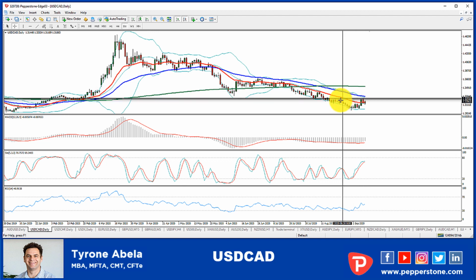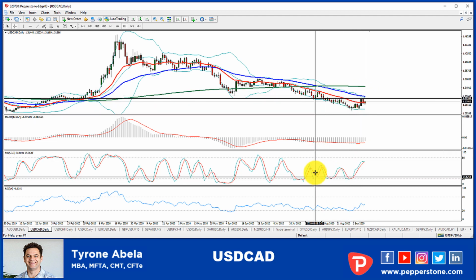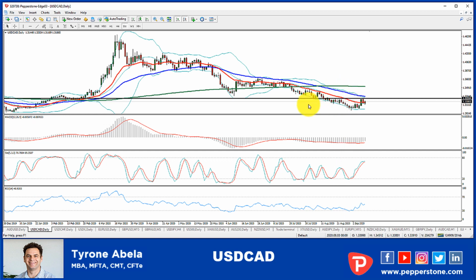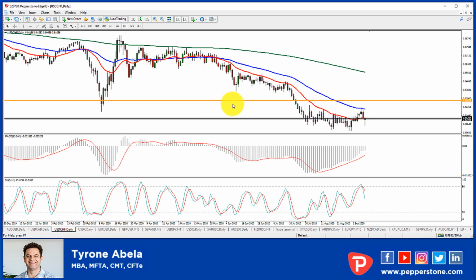So it's got a bit of work to do to get that sort of movement, but we've got MACD telling us that it certainly can, and the stochastics is telling us that it can as well. So we'll keep an eye on that one. So we'll move on to the US dollar Swissy now.